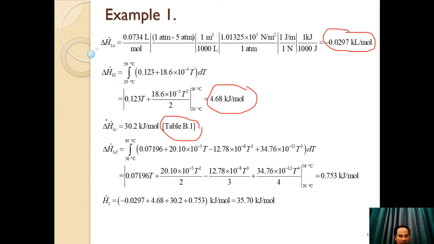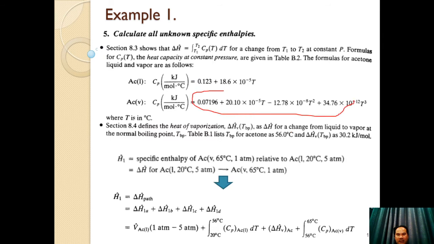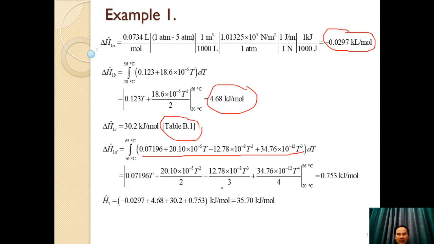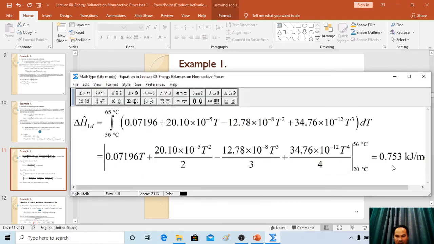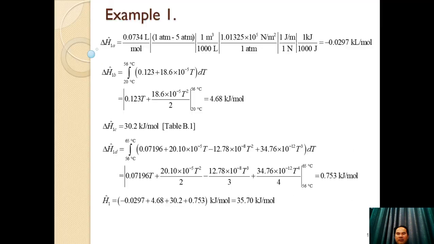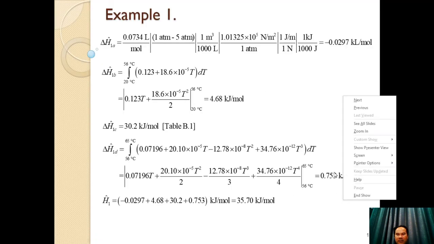The fourth term is the S1D, the temperature change for the vapor phase from 56 to 65. That's the Cp of the gas phase. This term. And then the integration and substitute. I forgot to change, sorry. This integration from 56 to 65. Right? Get this value.